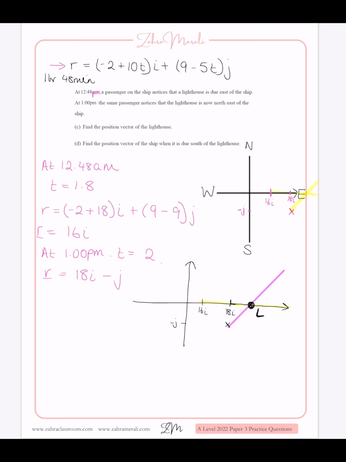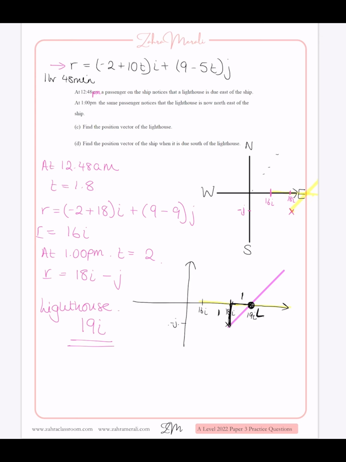Right, now I have to work out what that is. If I think about it, I know that it's northeast, so it's exactly 45 degrees there, which is as if the line y equals x. So I know if this is going up 1, because we know that's minus j, so that needs to go across 1. So if that's 18, this point here must be 19. So therefore my lighthouse must be at 19I, and that is the position vector of my lighthouse.